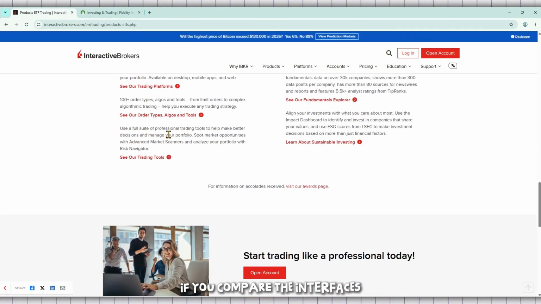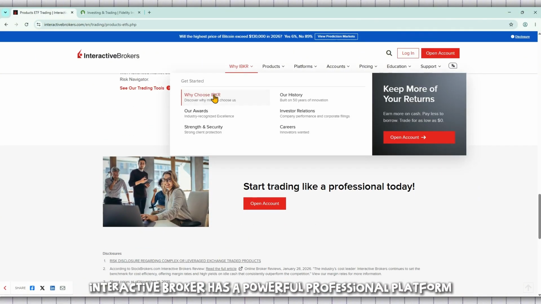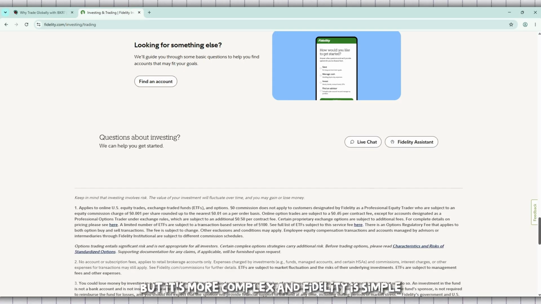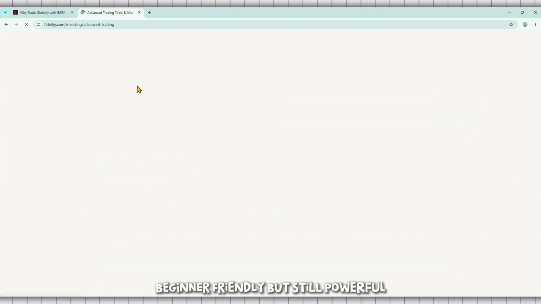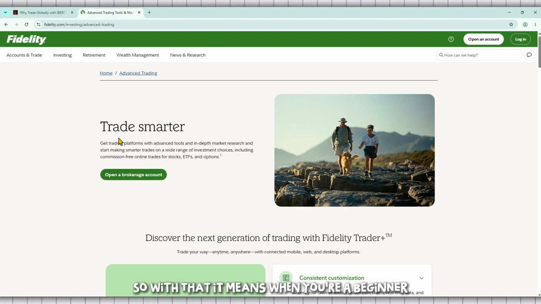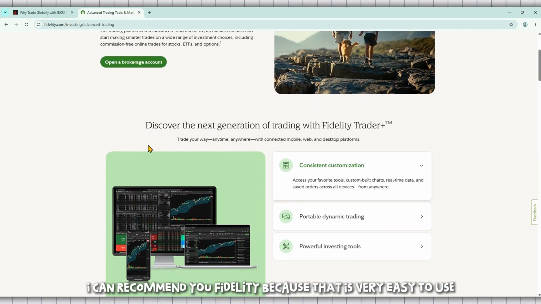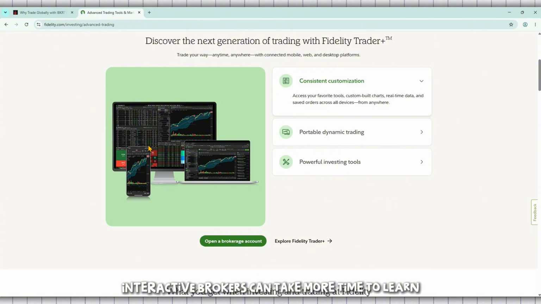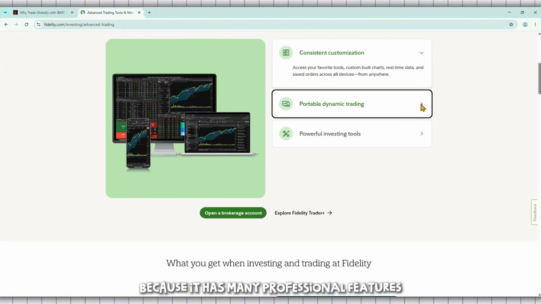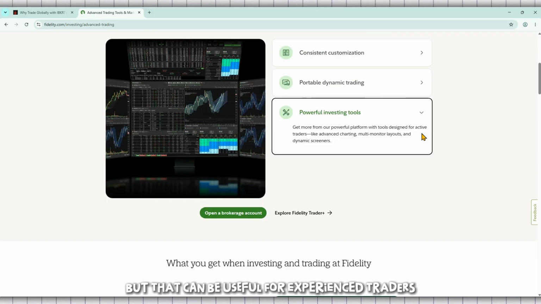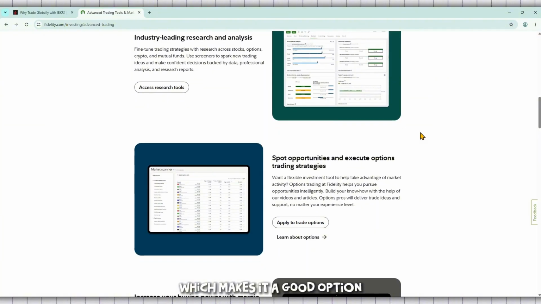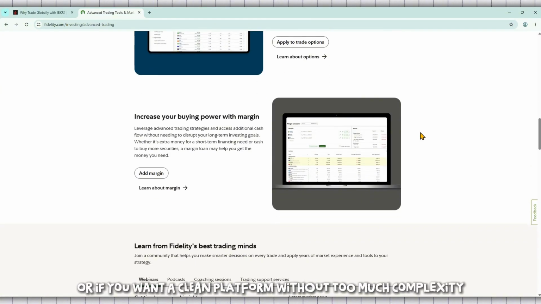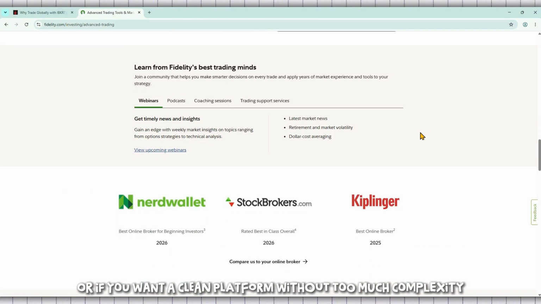If you compare the interfaces, Interactive Brokers has a powerful professional platform, but it's more complex, and Fidelity is simple, beginner-friendly, but still powerful. So with that, it means when you're a beginner, I can recommend Fidelity because that is very easy to use. Interactive Brokers can take more time to learn because it has many professional features, but that can be useful for experienced traders. Fidelity is easier to understand, which makes it a good option if you are just starting, or if you want a clean platform without too much complexity.